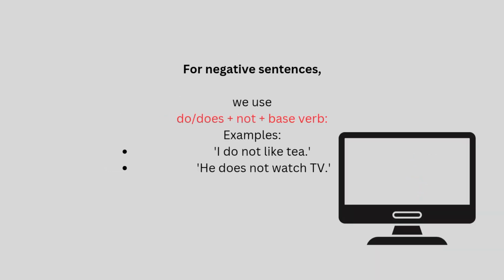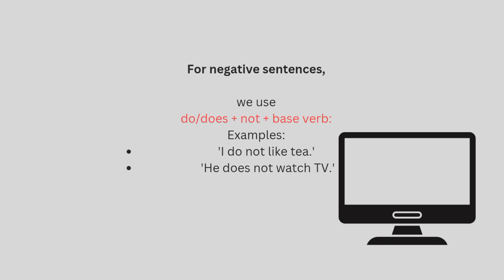For negative sentences, we use do, does plus not plus base verb. Here are some examples. I do not like tea. He does not watch TV.